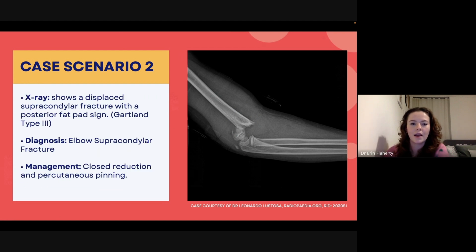All right, so we have a displaced supracondylar fracture with a posterior fat pad. The posterior fat pad is here. It's ever so slightly subtle. In real life, you'll be seeing x-rays on decent computer screens where you can adjust the contrast so you can see things a bit better. So this is a Gartland type 3 supracondylar fracture of the elbow. For this, we'd want to do a reduction and pinning, with K wires, then a big cast above the elbow all the way down, and let it heal.